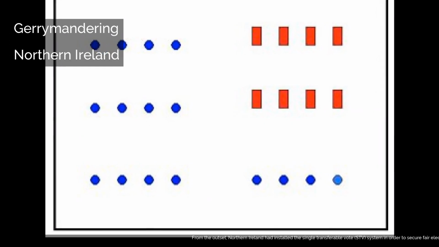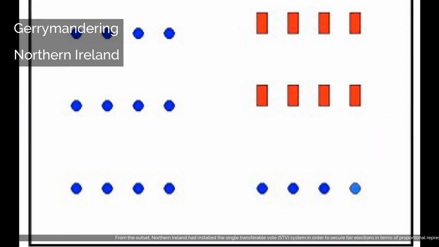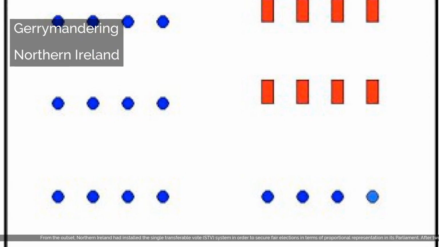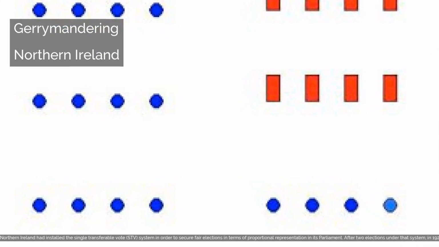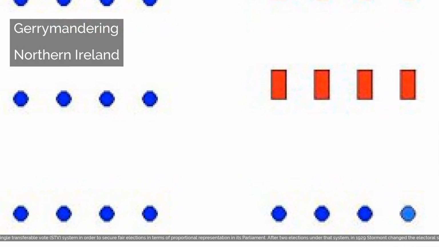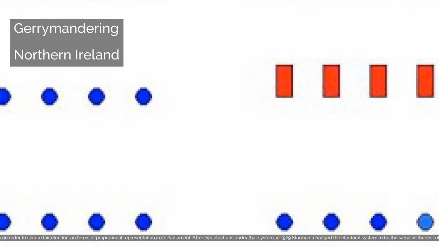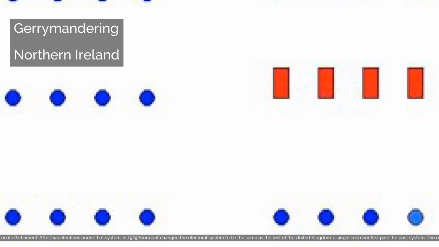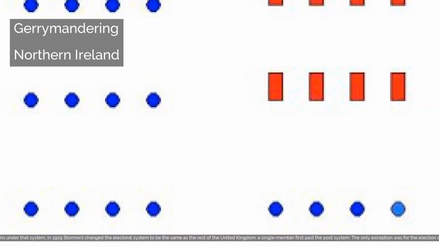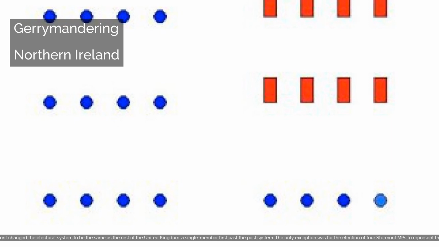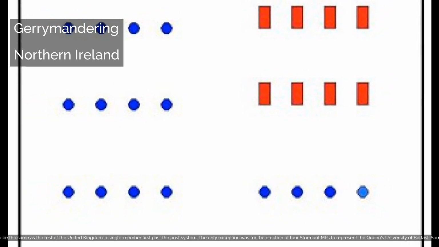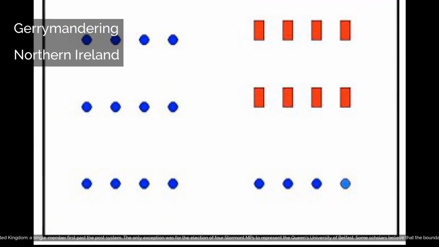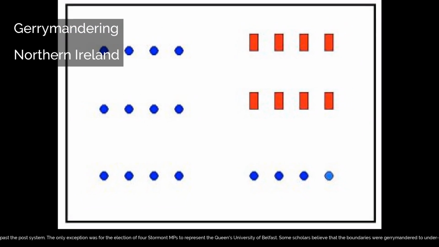From the outset, Northern Ireland had installed the Single Transferable Vote (STV) system in order to secure fair elections in terms of proportional representation in its parliament. After 2 elections under that system, in 1929 Stormont changed the electoral system to be the same as the rest of the United Kingdom, a single-member first-past-the-post system. The only exception was for the election of 4 Stormont MPs to represent the Queen's University of Belfast.